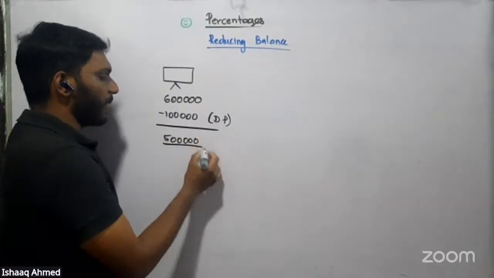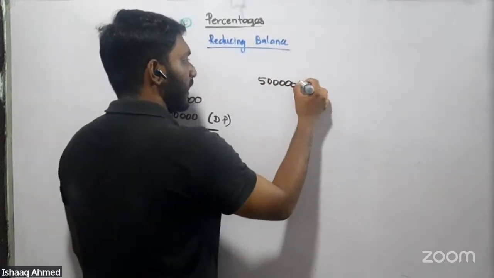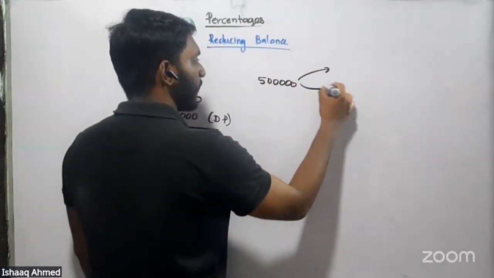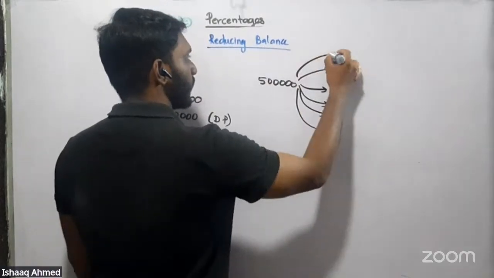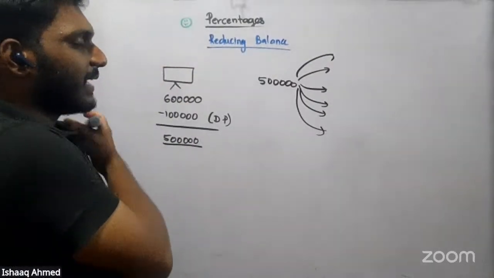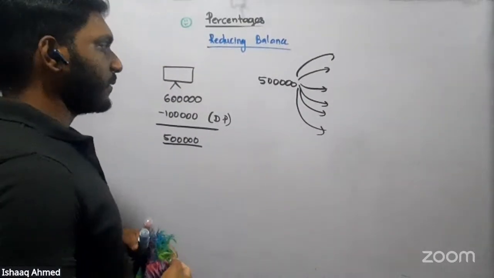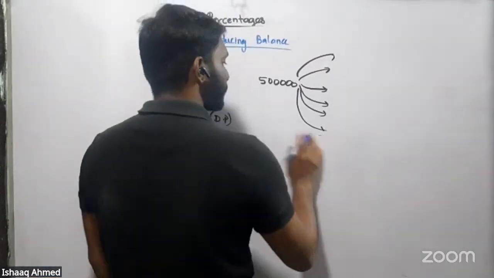500,000. You're saying I'll break it into 10 installments and pay. Likewise, I'll break it into 10 installments and pay. Then how to do? Okay. How to do reducing balance? So the formula goes like this.